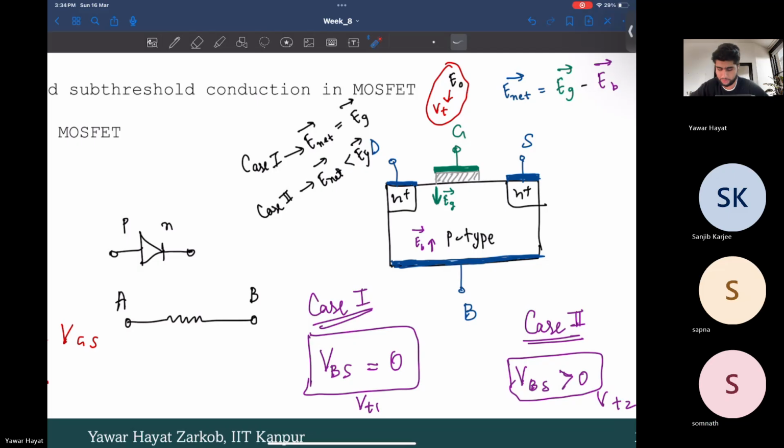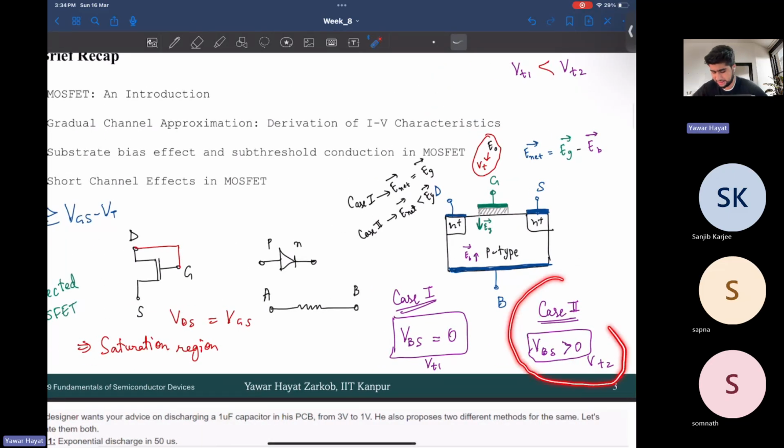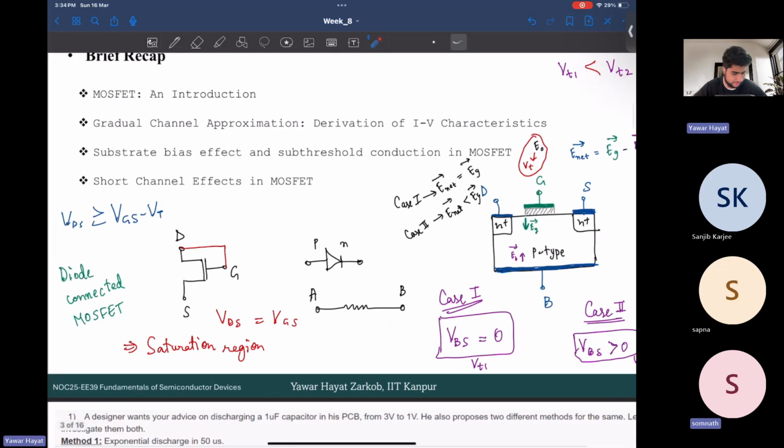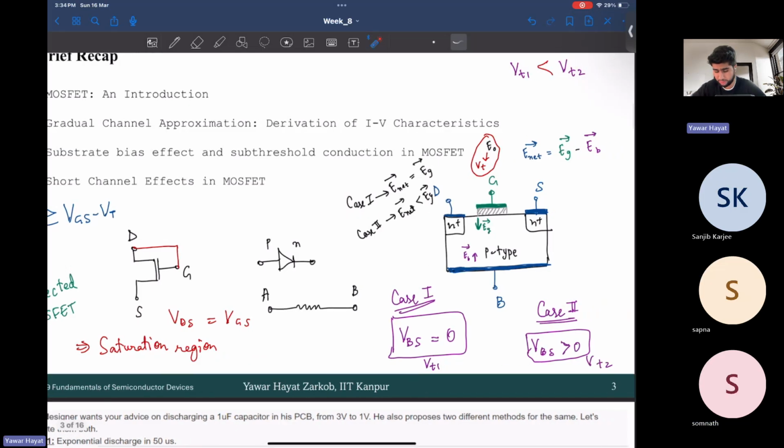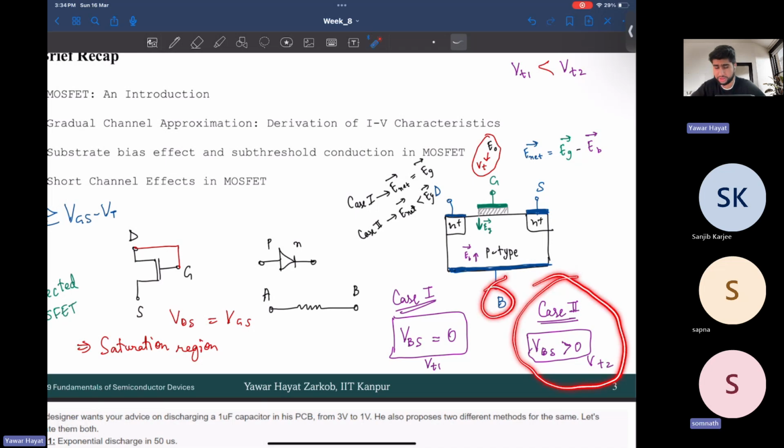Yes, sir. Clear. Okay. So in case 2, when substrate bias is present, my threshold voltage VT2 would be greater than for the case when the substrate bias is absent. This is a layman's explanation. So, sir, if the substrate bias is absent, we require less amount of gate voltage to turn on the device. Yes, and when we apply positive voltage to this terminal, then we need to apply more gate voltage to compete with this. That is roughly the idea as to why the threshold voltage increases.